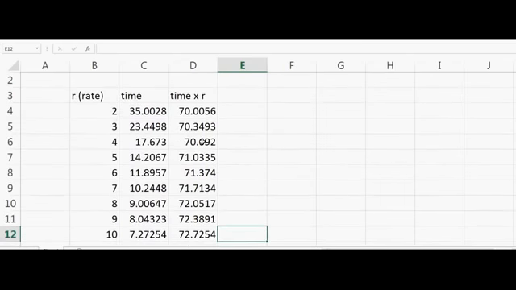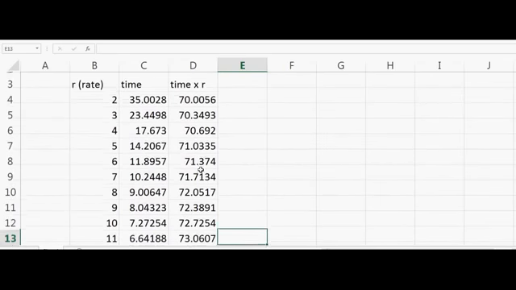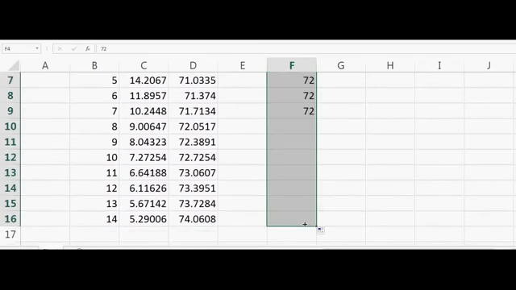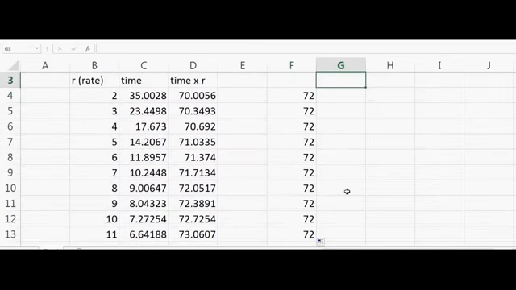So 70.3, 70.6, 71. So if we approximate the number to be 72, then all we need to do is, if I use the same approach, our trick, then instead of using 70, I will always use 72. So I keep using 72 for all these rates, and then I'll calculate the time. Time will be equal to 72 divided by rate.